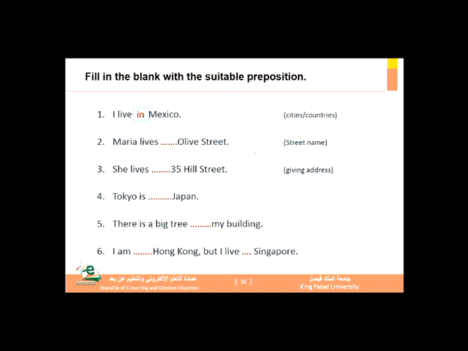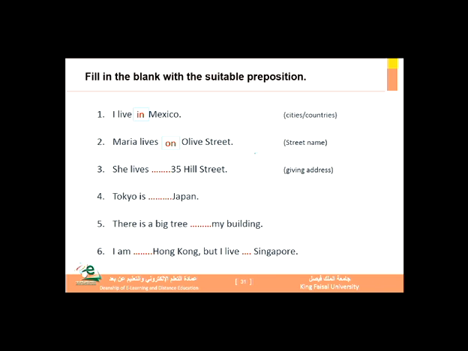Look at the second sentence. Maria lives Olive Street. Wait a minute, Olive Street is not a city, it is not a country. It is the name of the street. So when you have the name of the street, you cannot use in, you need to use on. So Maria lives on Olive Street. So we use the preposition on when there is the name of the street, but not the name of the city.